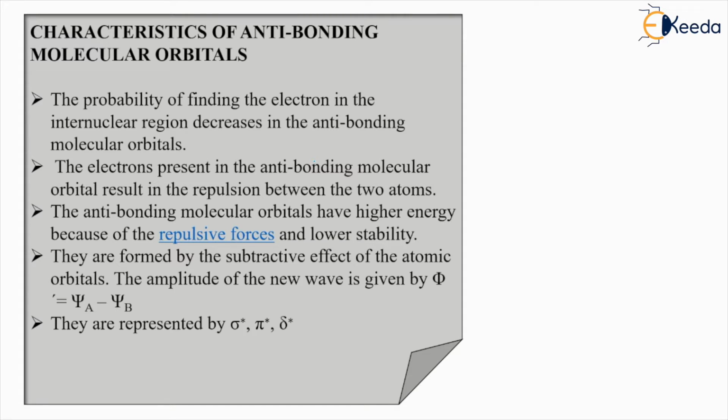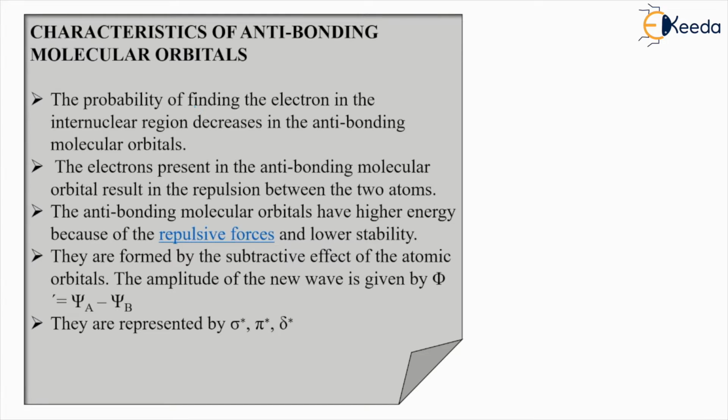Now let us see the characteristics of anti-bonding molecular orbits. Anti-bonding molecular orbits are opposite of bonding molecular orbitals. Now why are they opposite? Because if I say in bonding the stability was high and energy was low, this will be opposite. The stability will be low, the energy will be high.